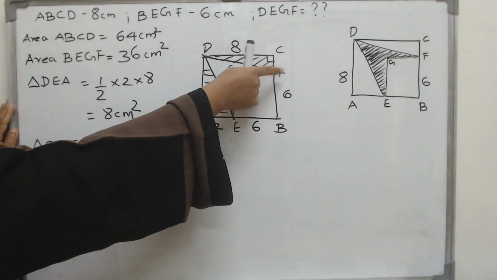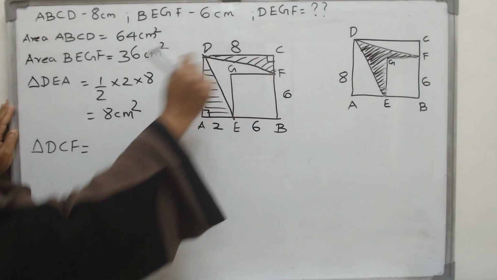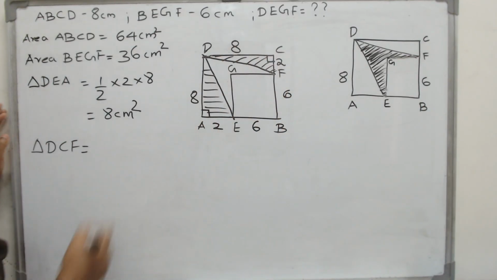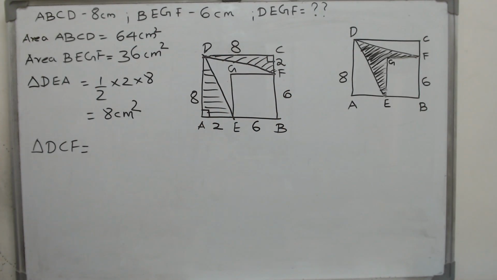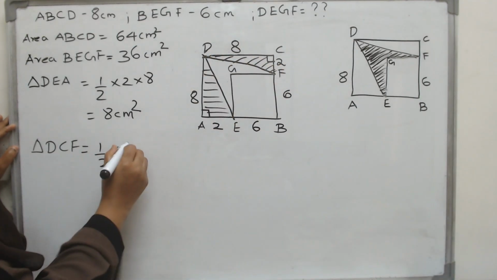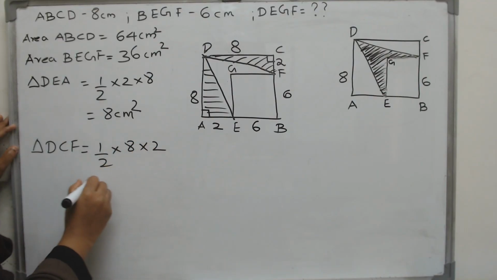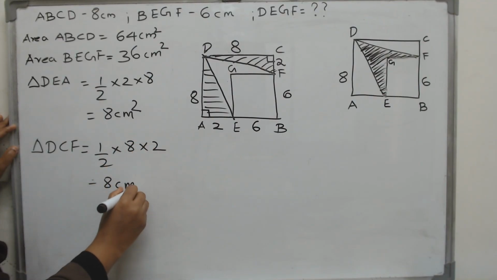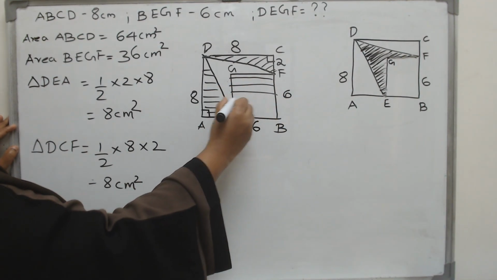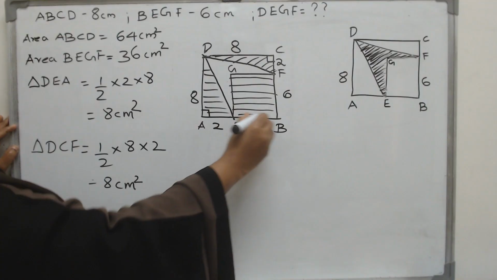What about the small side here? This much is 6, which means this is 2. So you have a right angle triangle whose shorter sides, again, are 8 and 2. So the area is again what? 8 square centimeters. Now remove all of these areas from the large square.